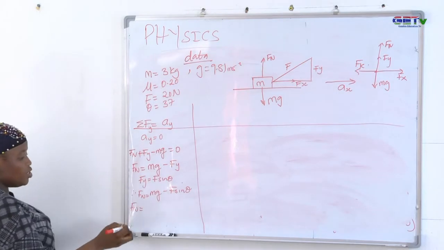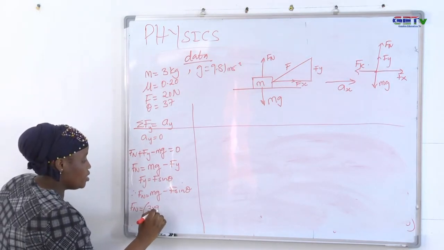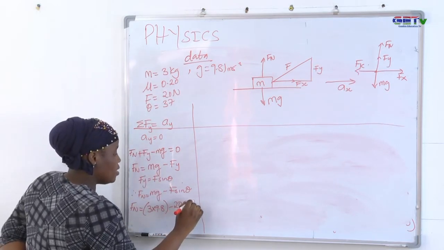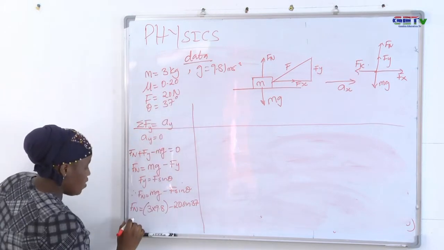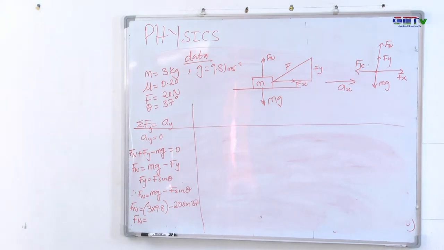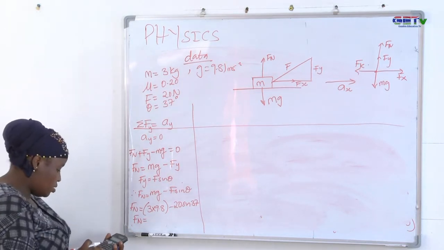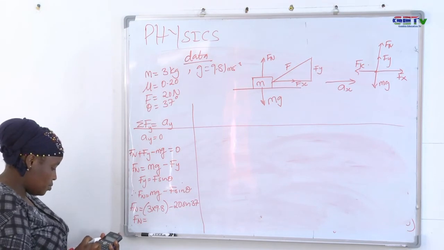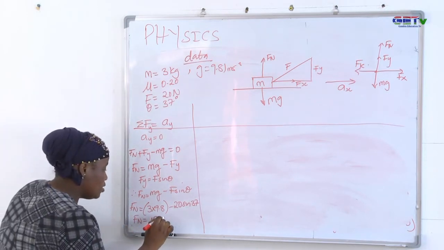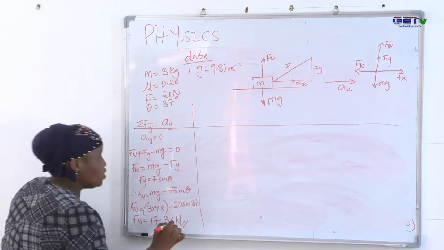All of these variables are given. Let's insert them into the equation, and this gives us 3 times 9.8 minus the applied force, which is 20 sine 37. So Fn becomes 3 times 9.8 minus 20 sine 37, and that's 17.36 Newton. That's the normal force acting on the object.